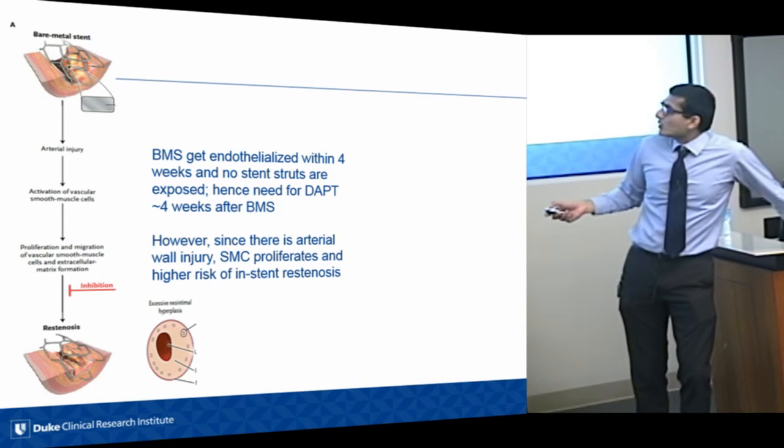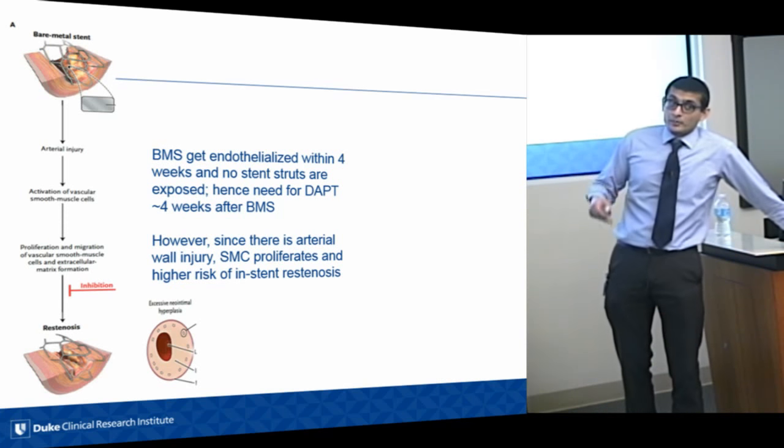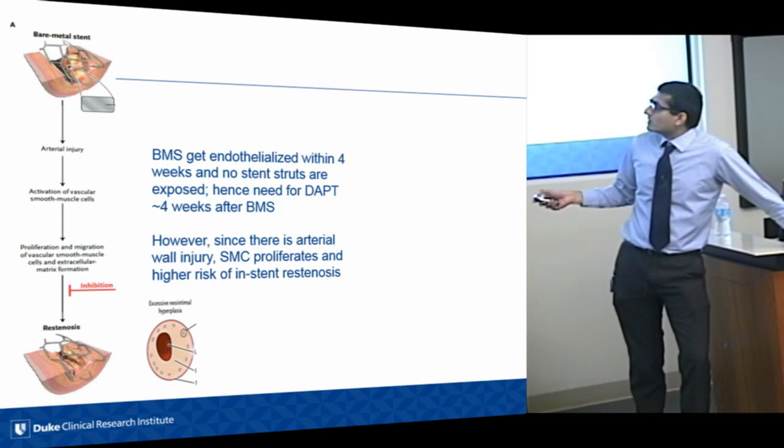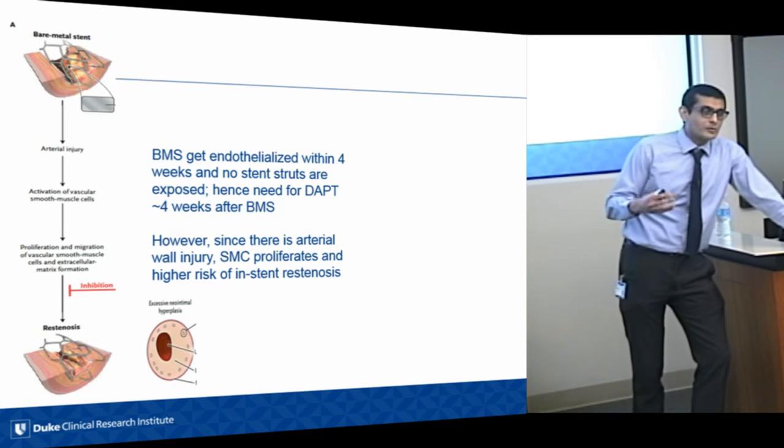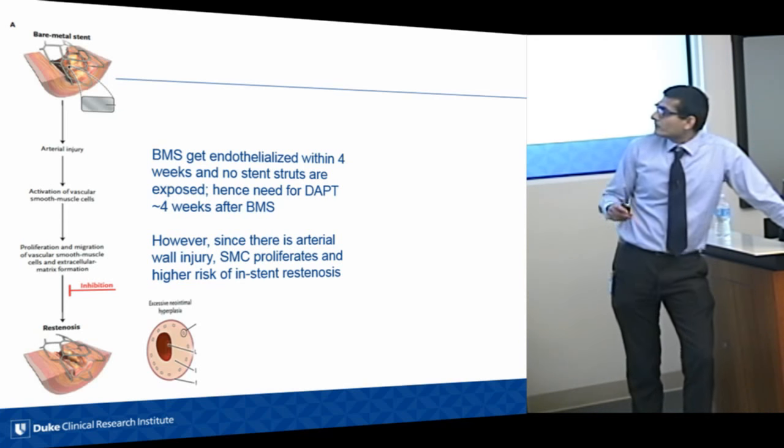And so this is what happens when we put a bare metal stent in. It gets endothelialized very quickly, within 4 weeks. No stent struts are exposed. Hence, the need for dual antiplatelet therapy is usually about 4 weeks.